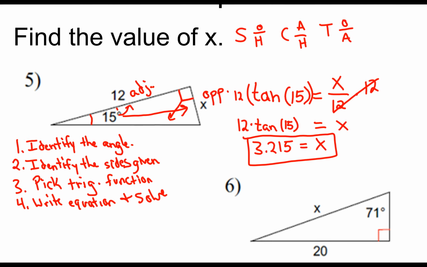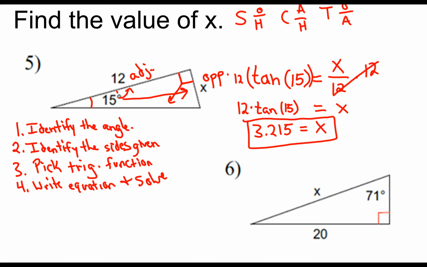We're going to come down. We're going to look at 6 together as well, because it's a little different concept, same 4 steps. Solving gets a little different. So let's take a look. Again, first step, identify the angle. Our angle here is that 71 degrees. So we've done step 1. We found our angle. Step 2, identify the sides given.